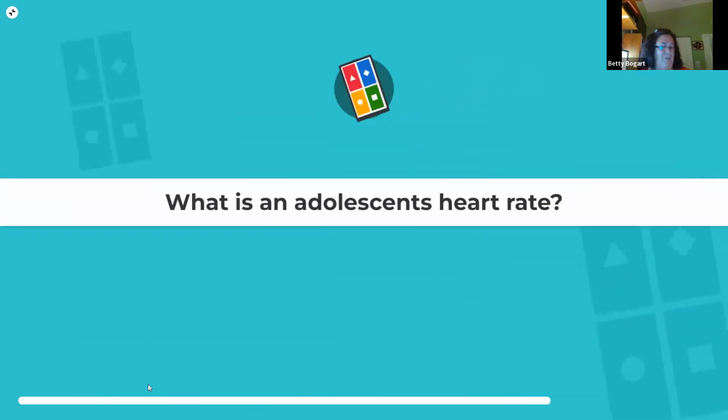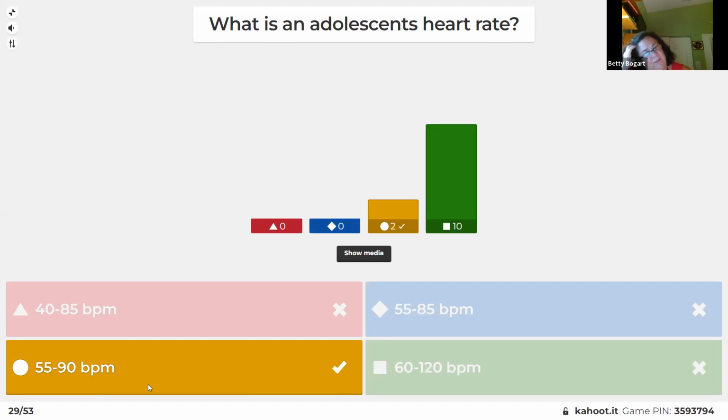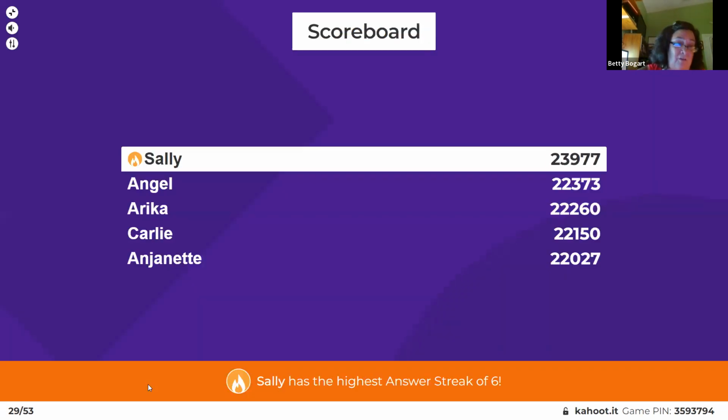What is an adolescent's heart rate? Most adolescents are just about an adult, but they've got a younger heart. So you see that 55 to 90 would be it. At 120, they have a fever at that point. It should be almost like an adult, okay? But slightly lower in values because of the younger heart.